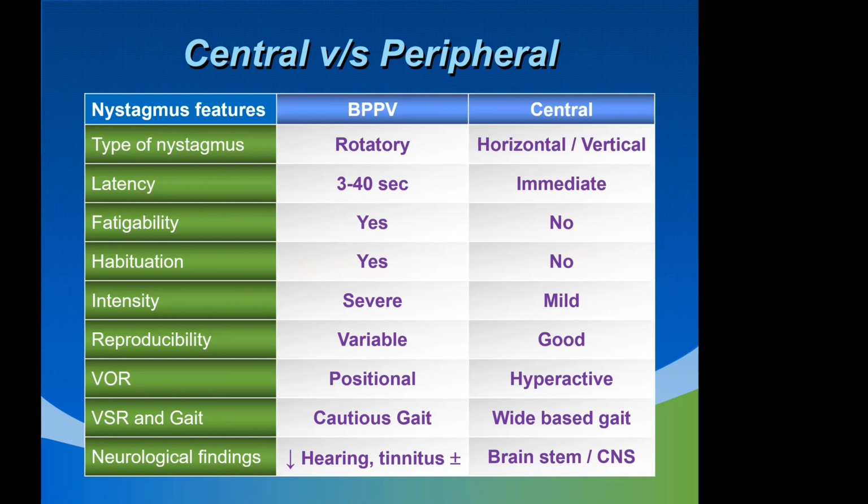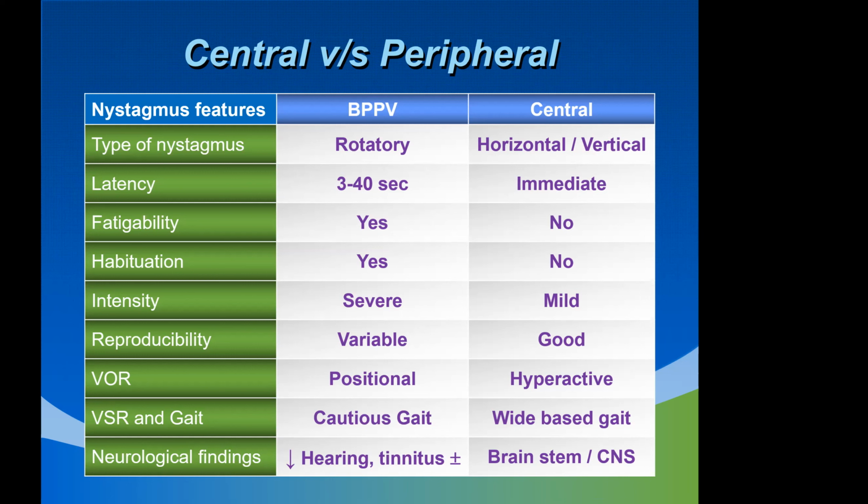Central vertigo, how do I differentiate? Type of nystagmus: in BPPV it is rotatory; in central, it is vertical or horizontal. Latency is 30 to 40 seconds in BPPV; in central, it comes immediately. Fatigability is there in peripheral vertigo; in central vertigo, no fatigability. Habituation is there in peripheral vertigo; it is not there in central vertigo.